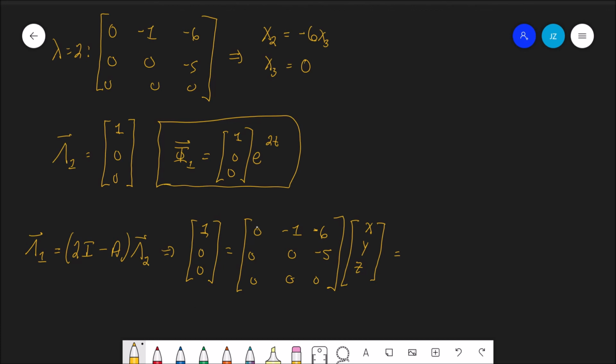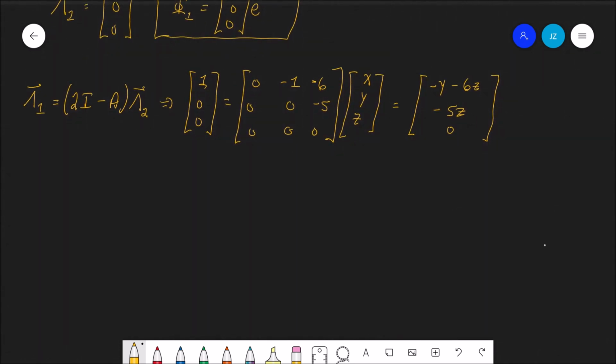So if we perform matrix multiplication here, we'll get a 3 vector: negative y minus 6z, negative 5z, and 0. Now remember, this has to equal this (1, 0, 0). So this will give us a system. Negative y minus 6z is equal to 0. Negative 5z is equal to 0. And the last line, 0 equals 0, which is, of course, true.